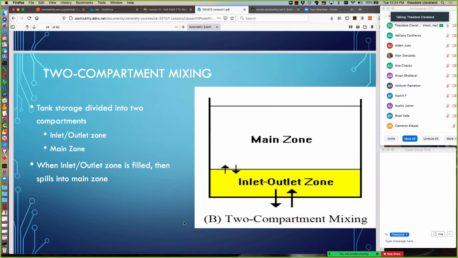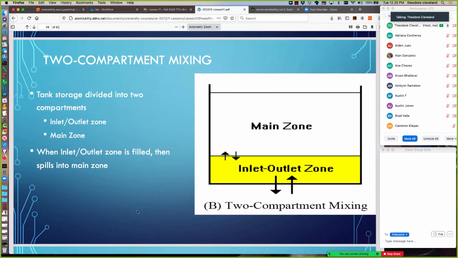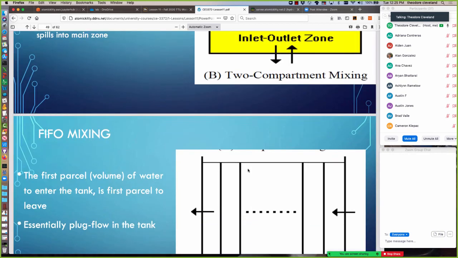Two-compartment mixing breaks the tank into two zones, an inlet-outlet zone and a main zone, which conceptually means the inlet-outlet zone's storage is satisfied before material is transferred to the main zone and back again. This might be useful for very large tanks.